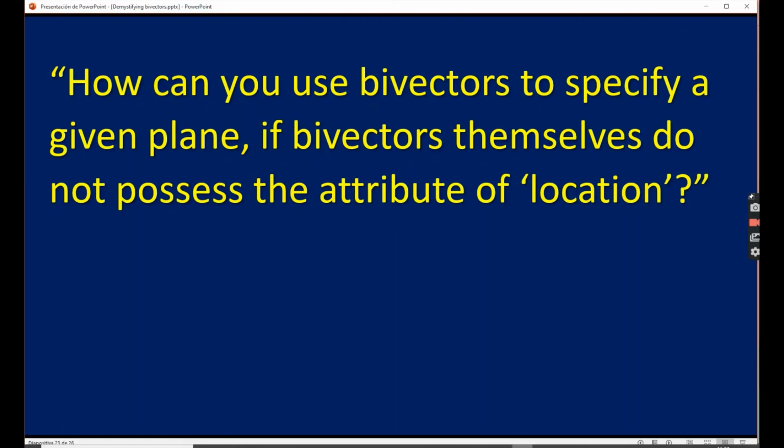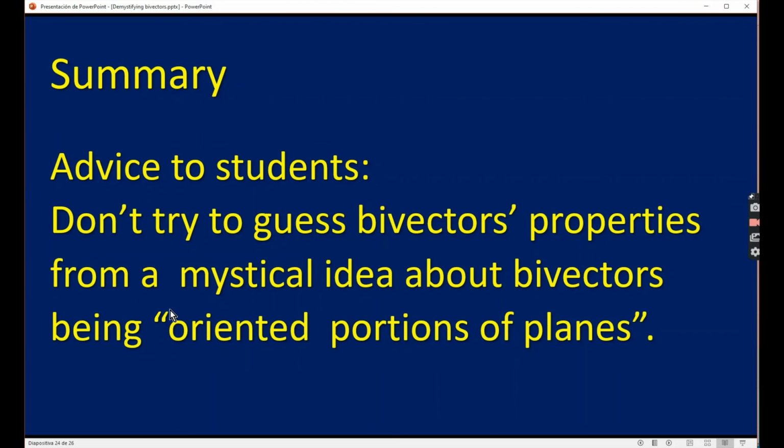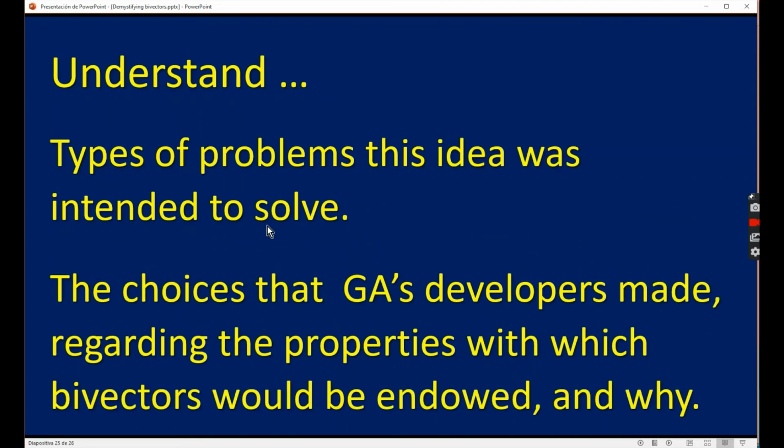So, to finish up here, advice to students is don't try to guess the bivector's properties from some mystical idea about bivectors being oriented properties or portions of planes. Instead, start by understanding the types of problems that this idea is intended to solve. And in that way, we can also understand perhaps why GA's developers made the choices that they did regarding the properties with which bivectors would be endowed.